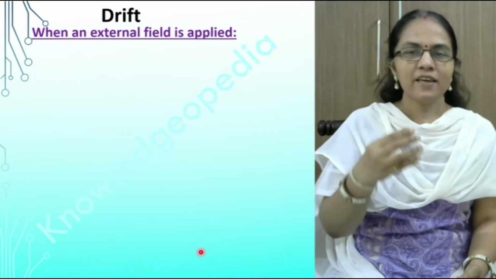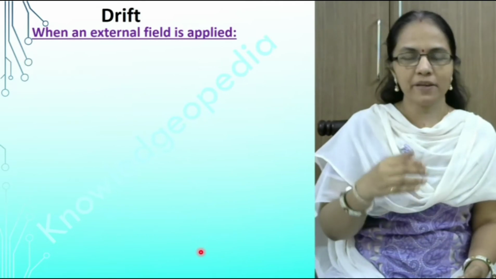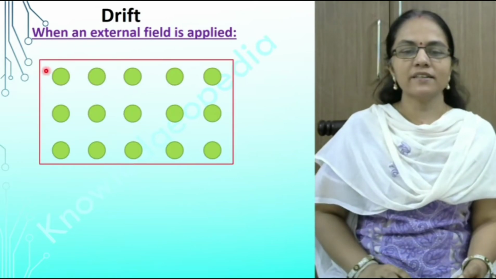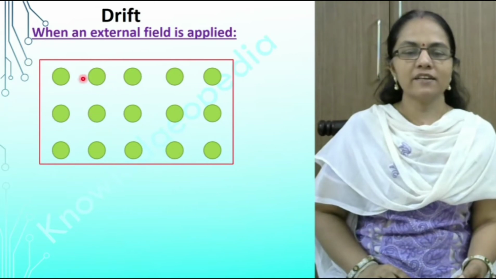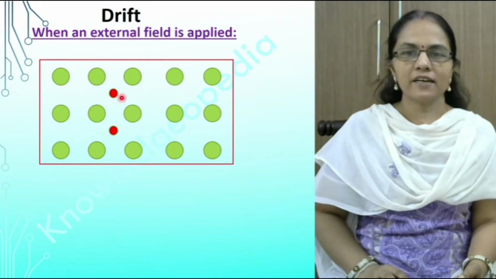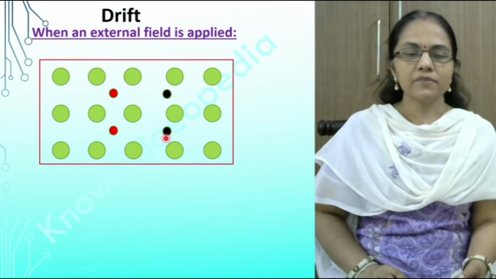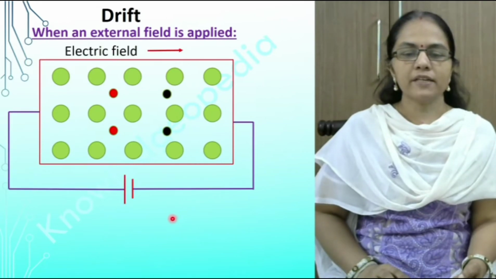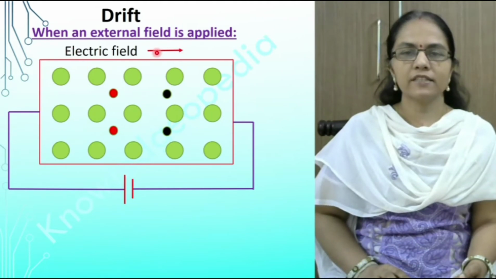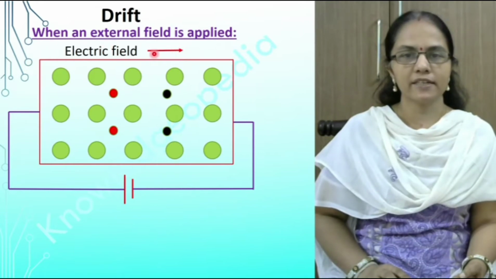Next we will see, if we apply some electric field to the semiconductor, what is happening and how the carriers change their motion. So this is the semiconductor and these green dots are the atoms at the lattice sites. These red dots are electrons and these black dots are holes. Now, if I apply some electric field, this is the applied electric field and the direction of the electric field is from positive to negative. So this is the direction of the electric field.